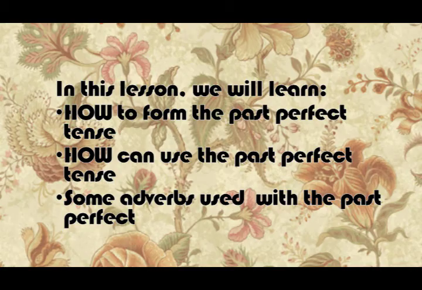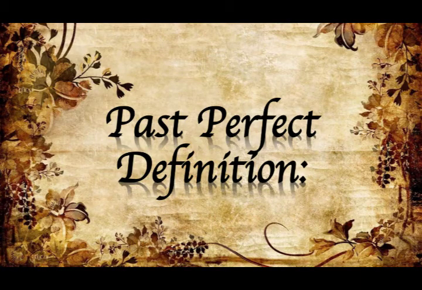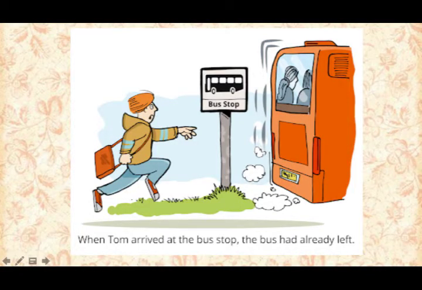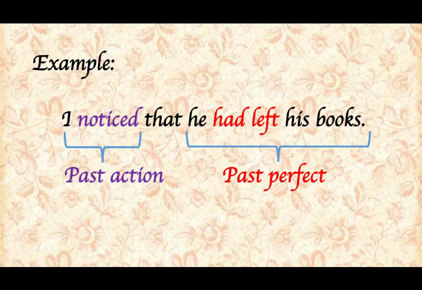In this lesson we will learn how to form the past perfect tense, how you can use the past perfect tense, and some adverbs used with this tense. Definition. The past perfect tense is used to express something that happened before another action in the past. For example, I noticed that he had left his books.